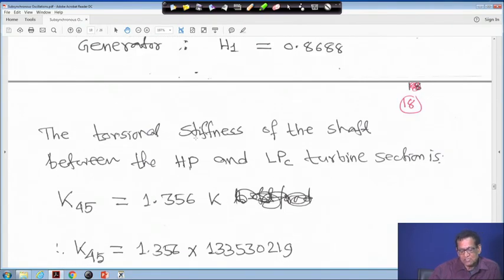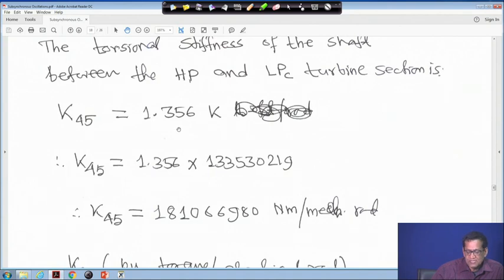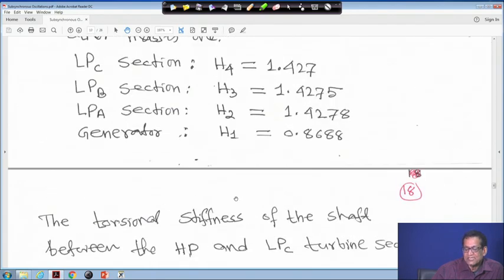Now, the torsional stiffness of the shaft between the HP and LP turbine section, that is K45, is equal to 1.356 K. Therefore, it is 1.356 times K, which is given as huge data for section 4 5. So, it will be 1.33530219, a huge figure, in Newton meter per mechanical radian.